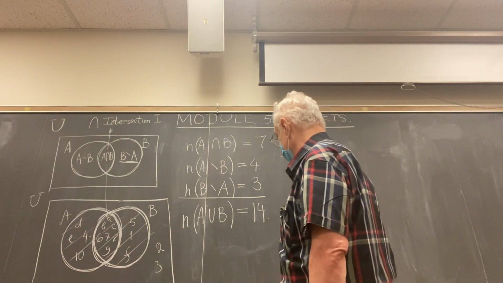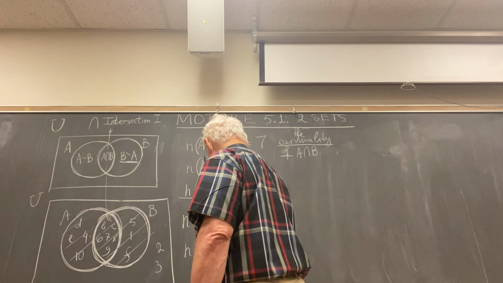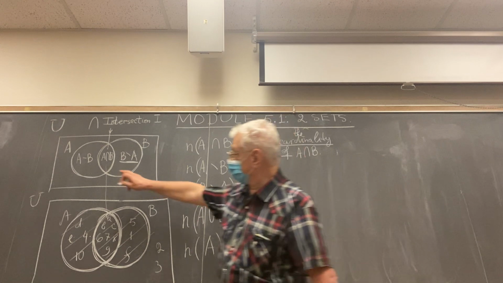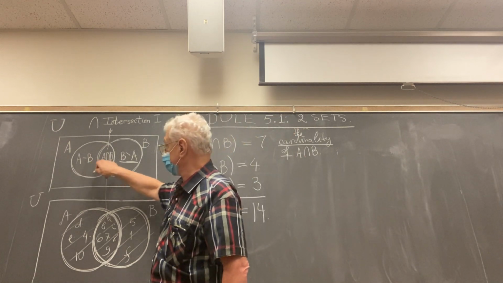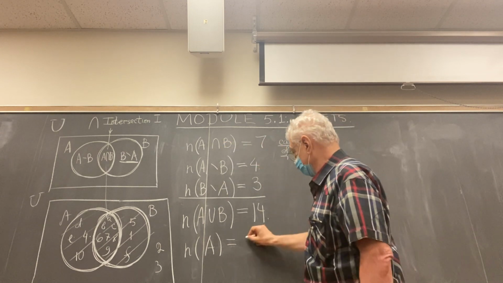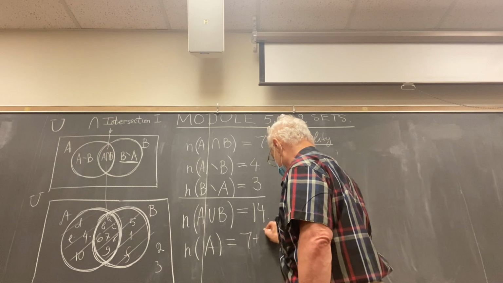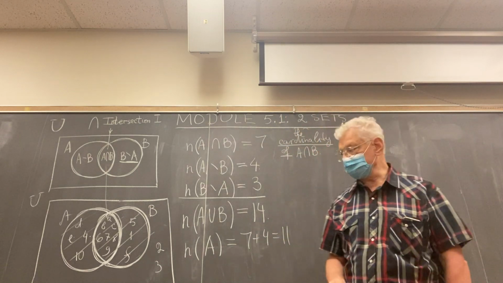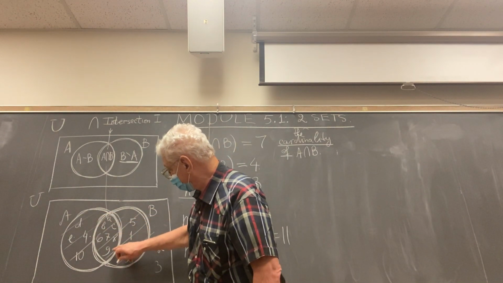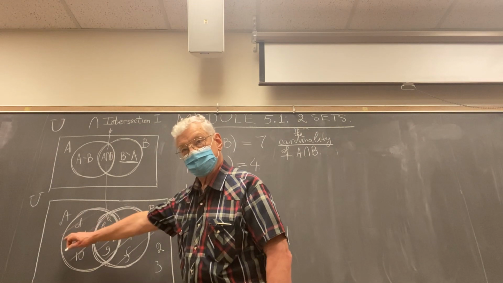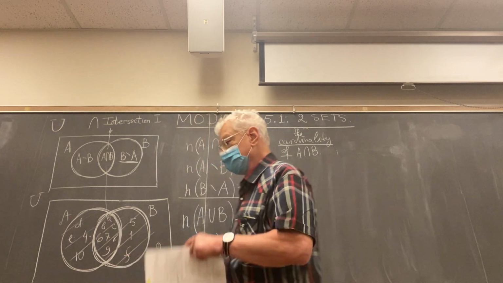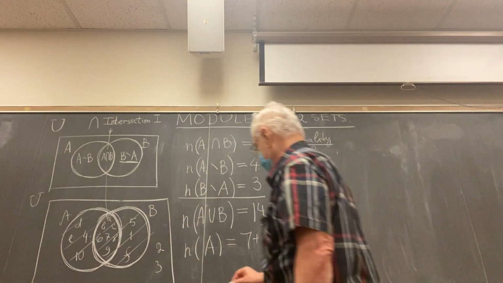Now the next question: what is n of A itself? How to find this? A minus B and A intersection B, so we have to add these two numbers. 7 plus 4. Clear? Because they do not intersect. This set consists of A, B, C, 6, 7, 8, 9, and D, E, 4 in the other part. They have no common elements. That's why I add 4 and 7. Now, what is n of B?